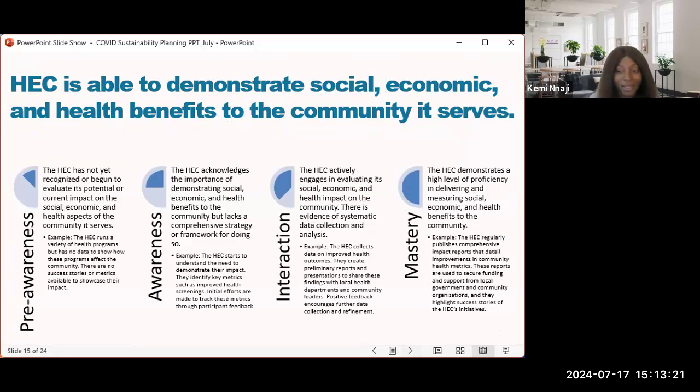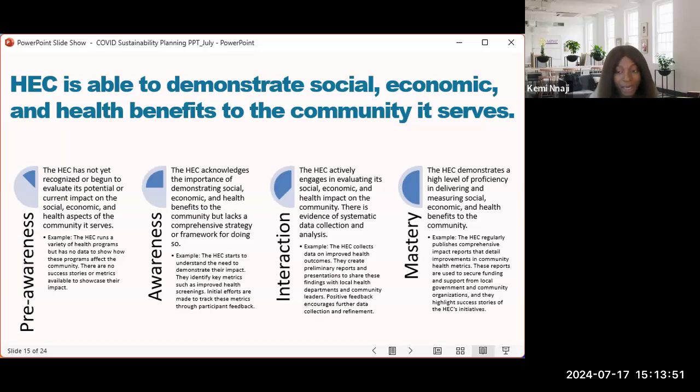This next aspect ensures that the HEC can demonstrate social, economic, and health benefits to the community. In the pre-awareness stage, the HEC might not have data to show the impacts of their program. For instance, the HEC runs various programs but has no data to show how these programs affect the community. There are no success stories or metrics to show the impact.